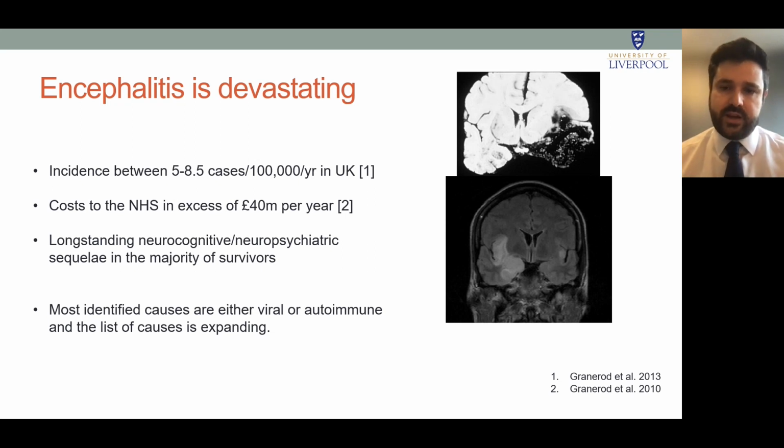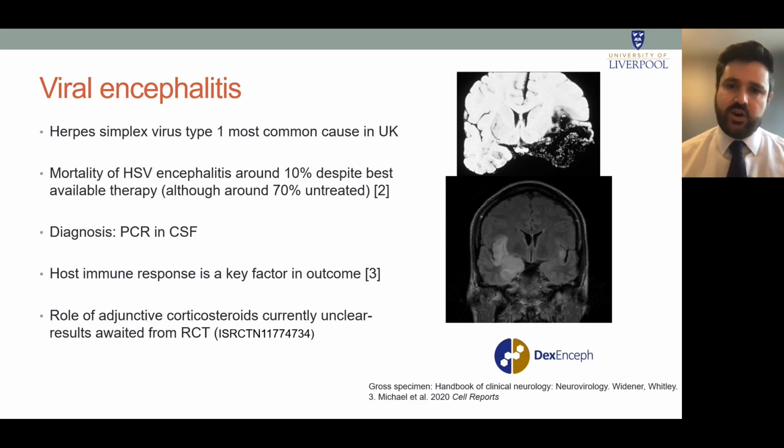And most cases of encephalitis are either viral or autoimmune in etiology, and we'll touch on some of the expanding diagnostic spectra later in the talk. So these images on the right here illustrate herpes simplex virus encephalitis, which is the most common identified cause in the UK. The above image shows a gross specimen with necrosis and hemorrhage affecting the right temporal lobe. And the lower image is what we see on MRI, showing this asymmetrical temporal lobe hyperintensity.